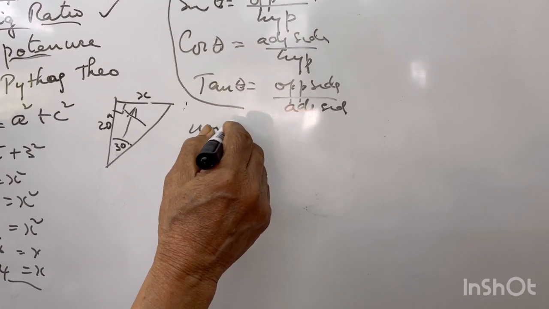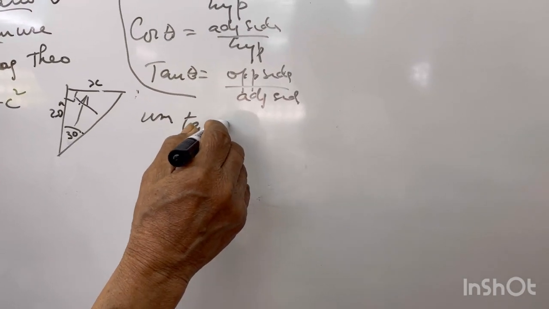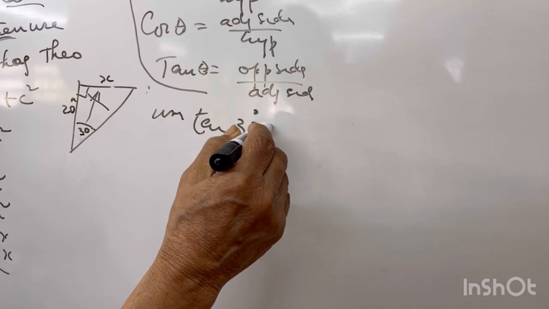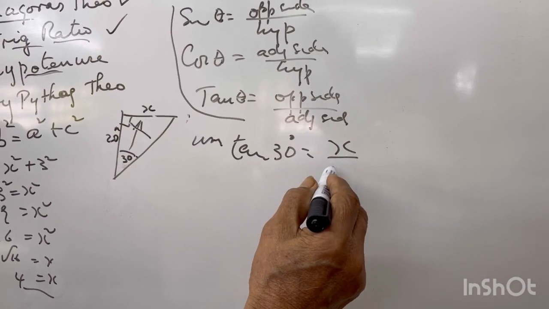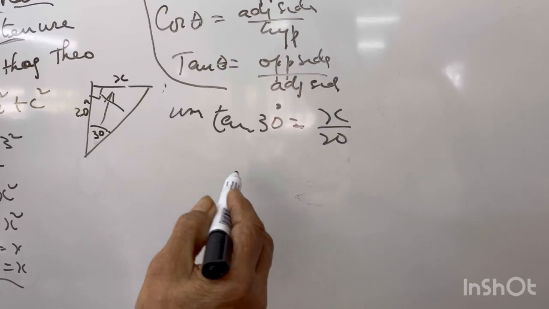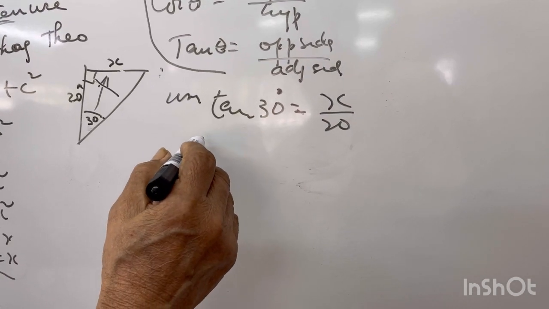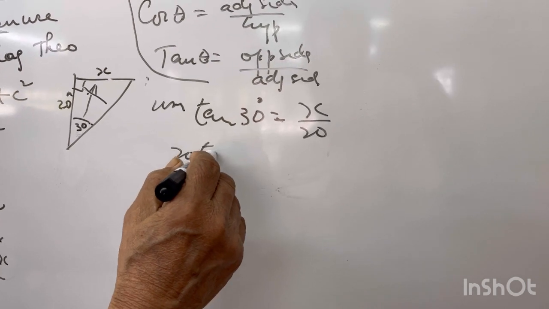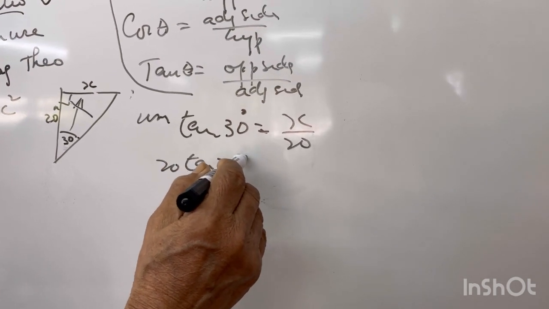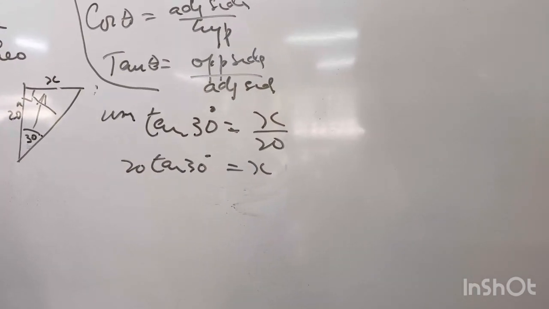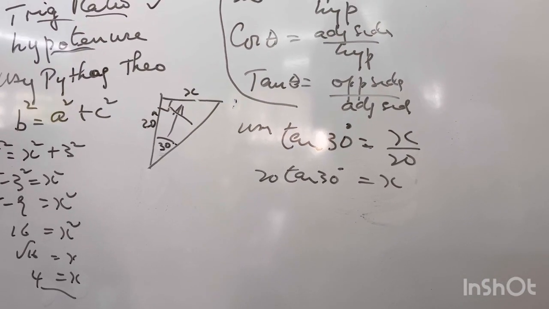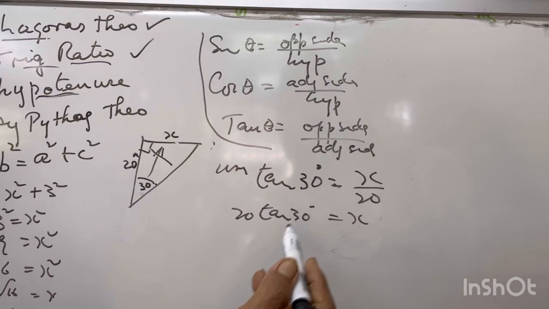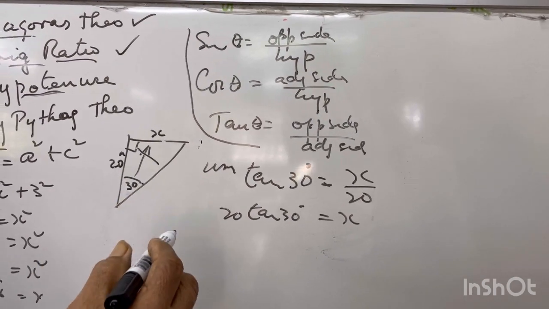Using tan 30 degrees is equal to opposite side over adjacent side. So let's go to 20 tan 30 is equal to x. And when you work it out in your calculator, you'll find your answer there. And that will give you your answer for x using the trig ratio.